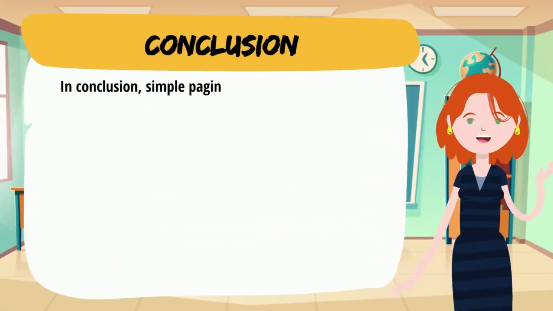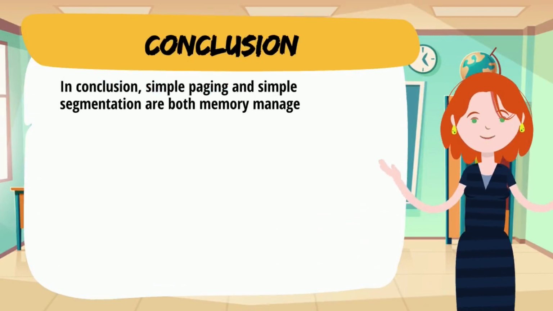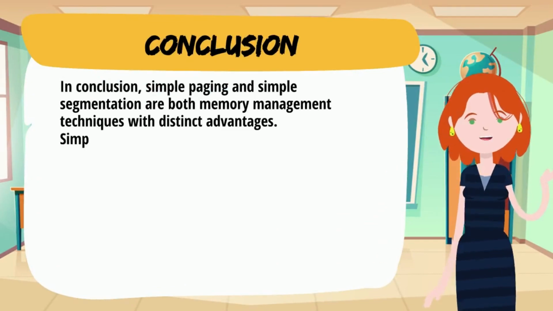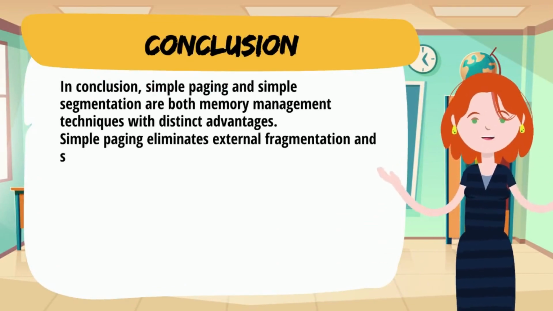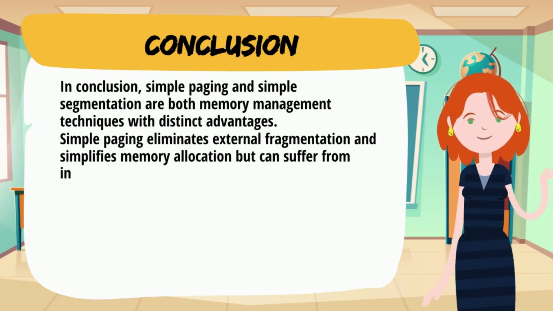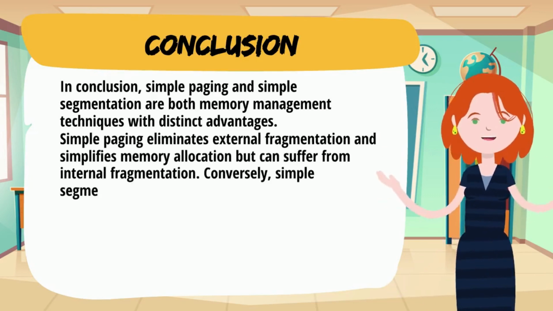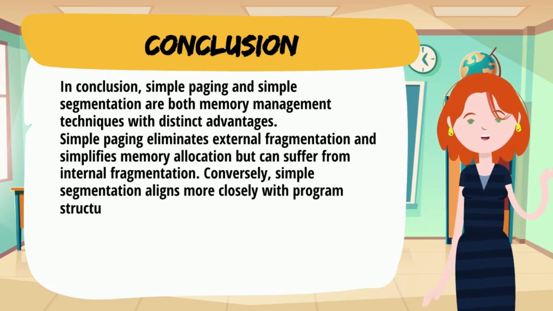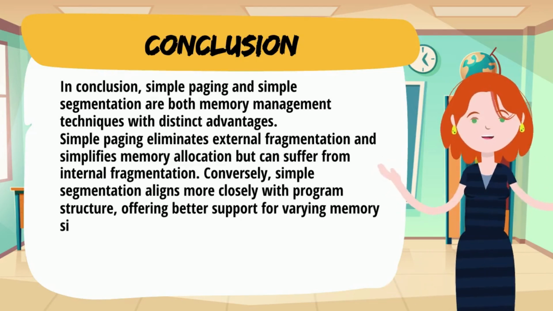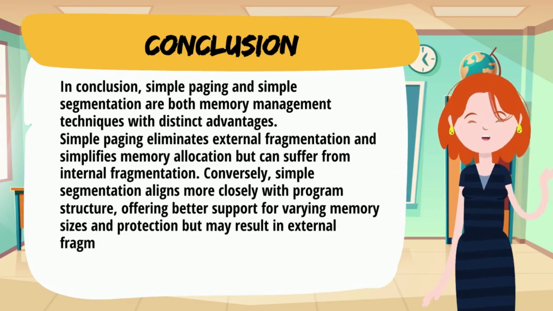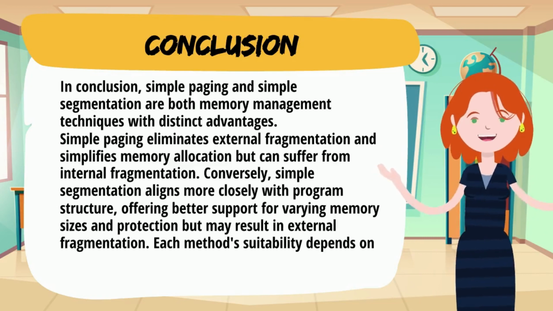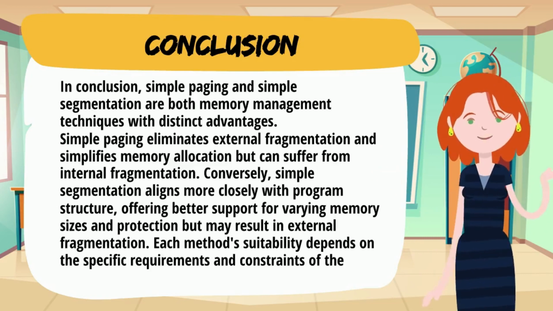In conclusion, simple paging and simple segmentation are both memory management techniques with distinct advantages. Simple paging eliminates external fragmentation and simplifies memory allocation, but can suffer from internal fragmentation. Conversely, simple segmentation aligns more closely with program structure, offering better support for varying memory sizes and protection, but may result in external fragmentation. Each method's suitability depends on the specific requirements and constraints of the system in use.